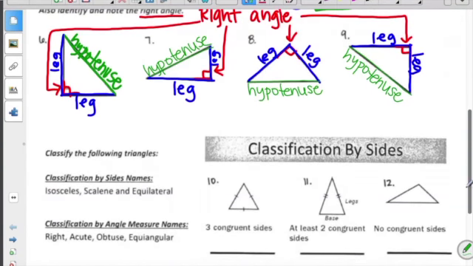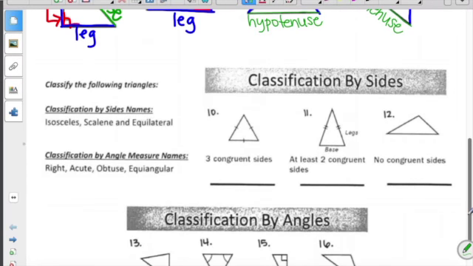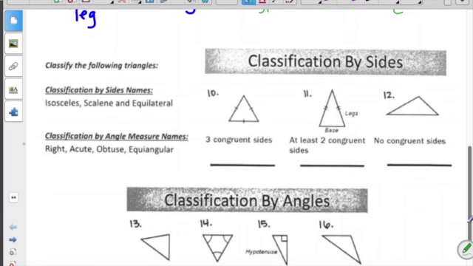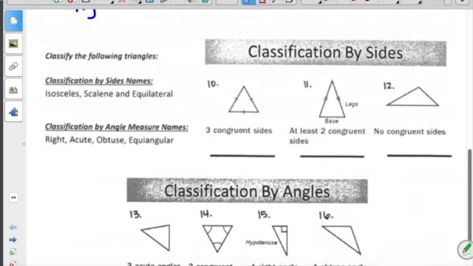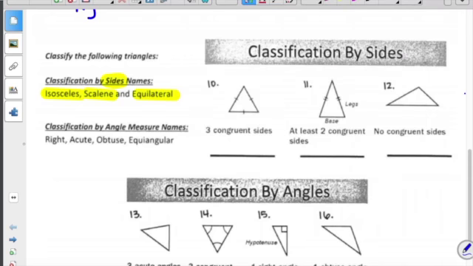Moving on, side classification and angle classification for triangles. So we're going to classify the following triangles. The first is by side. So we have isosceles, scalene, and equilateral. So the first one is 3 congruent sides. That is our equilateral.